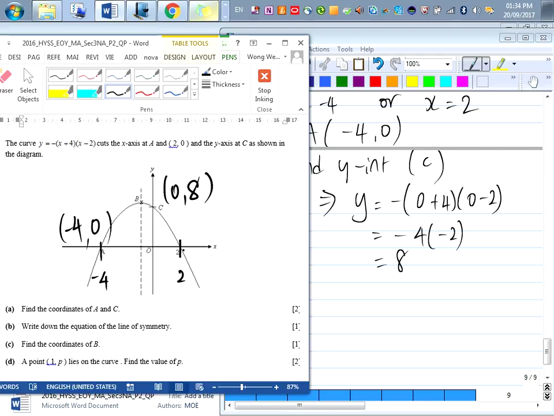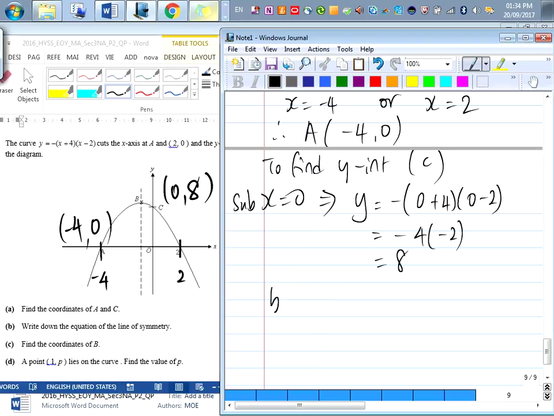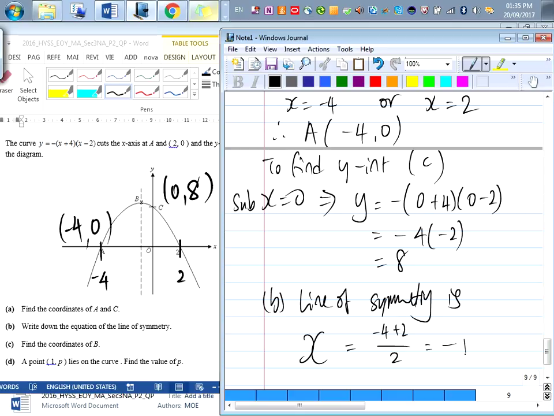To find the middle, it is like finding the average, right? The middle is the average. How do you find the average of two numbers? You add them up, then you divide by 2. Same thing, okay? So, line of symmetry is x equals to negative 4 plus 2 divided by 2. This equals negative 1. So the line is x equals to negative 1.